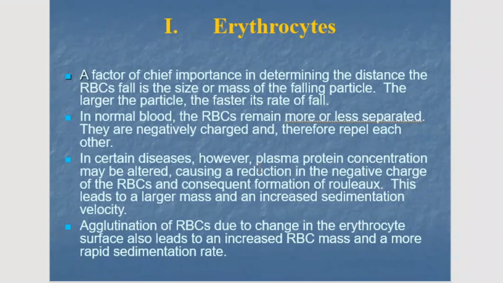Then in certain diseases, the plasma protein concentration may be altered, so you can see there is a change in the plasma protein concentration, causing a reduction in the negative charges of the red blood cells. So when there is a change in the plasma proteins, it reduces the negative charges. When the negative charges of the red blood cells are reduced, automatically they will form rouleaux, a formation of layers.